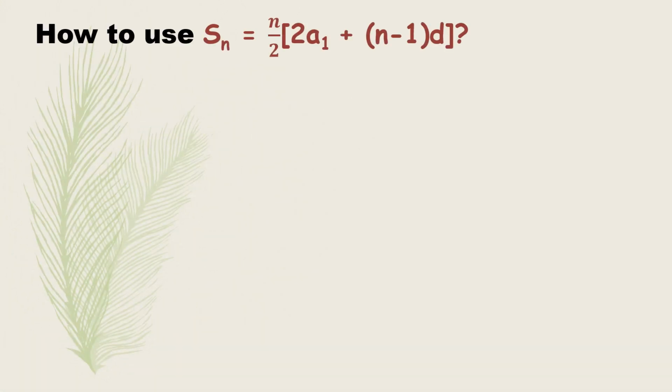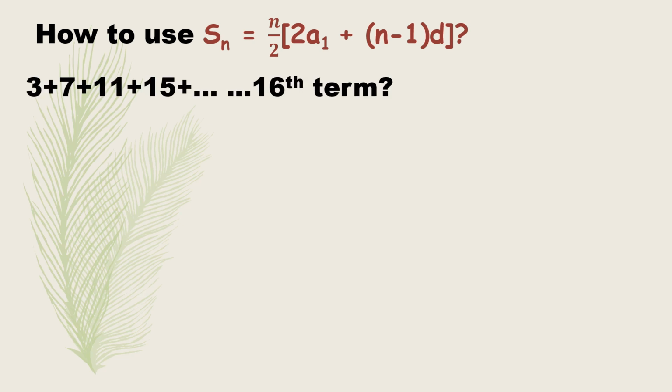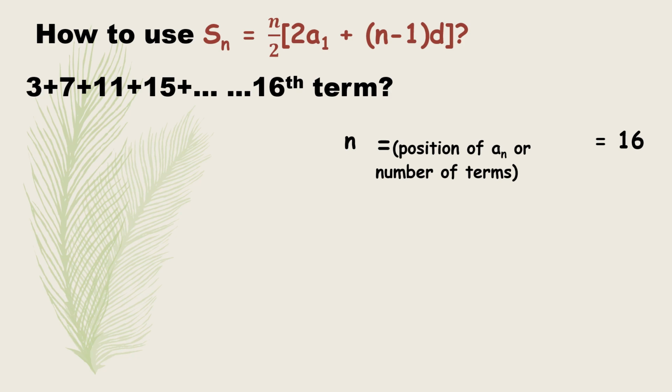Now, how do we use the formula? Let's say you have S_n = n/2 times (2a_1 + (n - 1)d). Suppose we want to solve 3 + 7 + 11 + 15 up to the 16th term. As with the previous formula, we first have to identify the variables. First we have n. The n is the position of a_n, or the number of terms that we're going to add. For this one, we have 16, so n = 16.